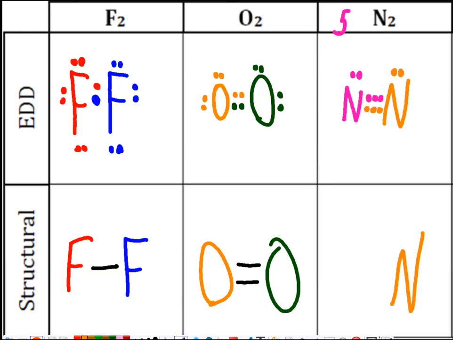So in this case, I have got nitrogen and nitrogen, but what they have is not a single bond, not a double bond, but a triple bond. 6 dots makes a triple bond. So here we go. Single bond, double bond, triple bond. Beautiful. Now, so far, all of these have been diatomic elements, meaning it's 2 copies of the same element. We can have elements of different types as well.